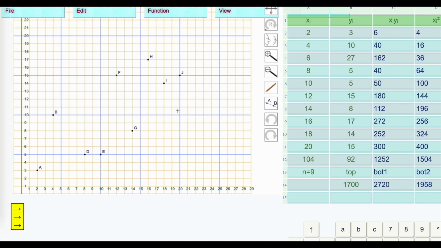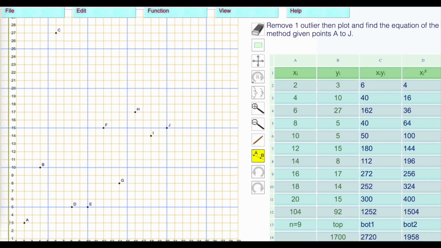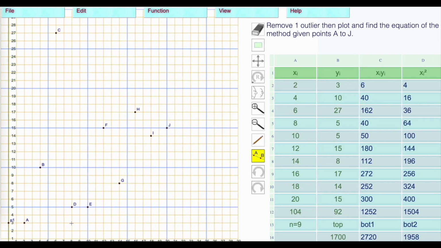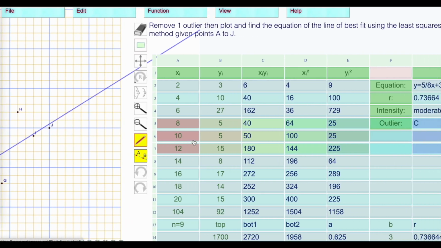The B value is 3. The initial value is 3. The slope is 5/8. So I'm going to go over 8 and up 5. 1, 2, 3, 4, 5. Notice the line does go through all of our values, so this is the line of best fit.